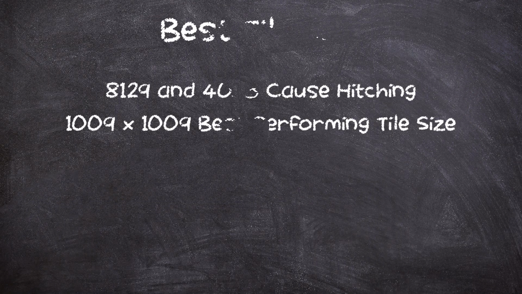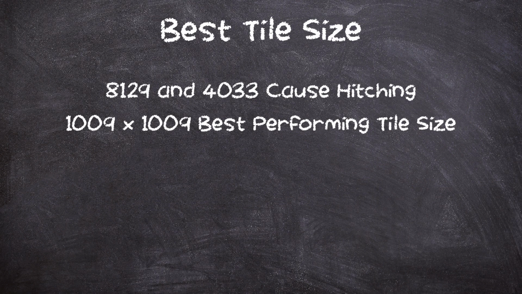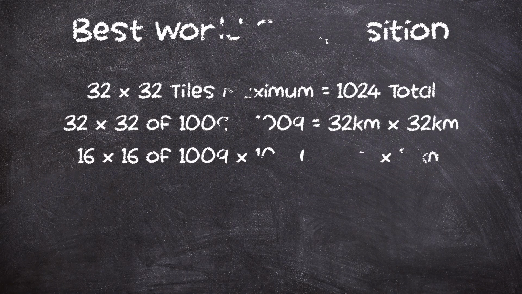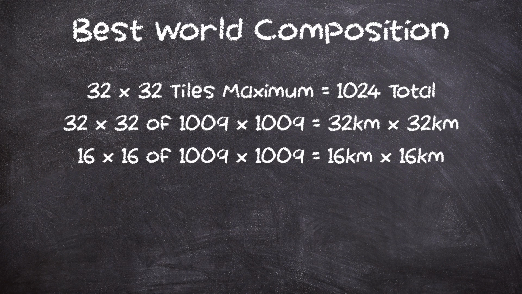Since the 8129 and 4033 tiles are for the most part removed from consideration due to hitching issues that are very noticeable on medium-range computer systems, that places the best performing tile size at 1009 by 1009. The world assets and file count starts to become unwieldy at more than 32 by 32 tiles, which is 1024 tiles total, so the best large terrain size is 32 by 32 of 1009 by 1009 tiles, or a 32 kilometer by 32 kilometer terrain.